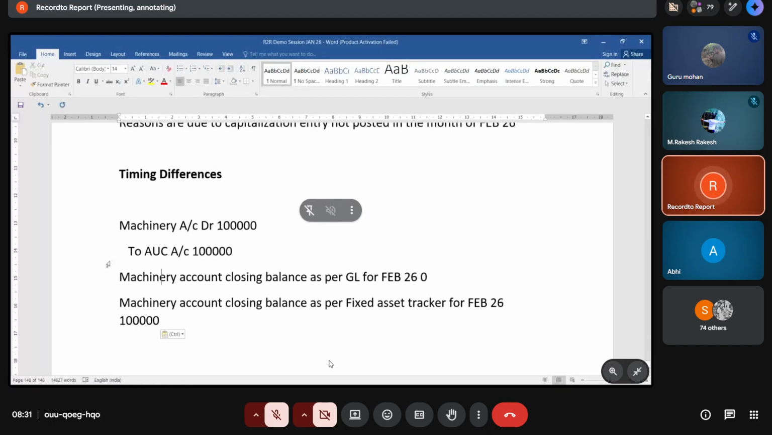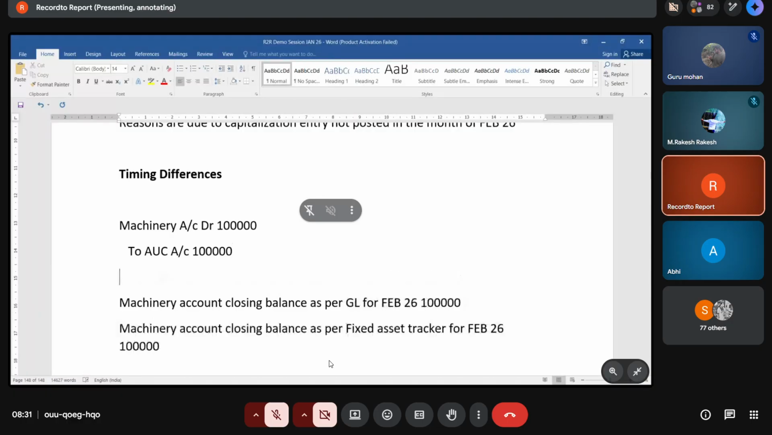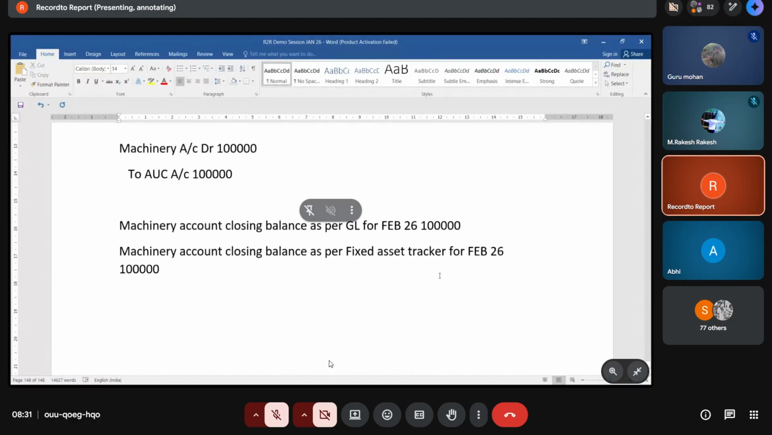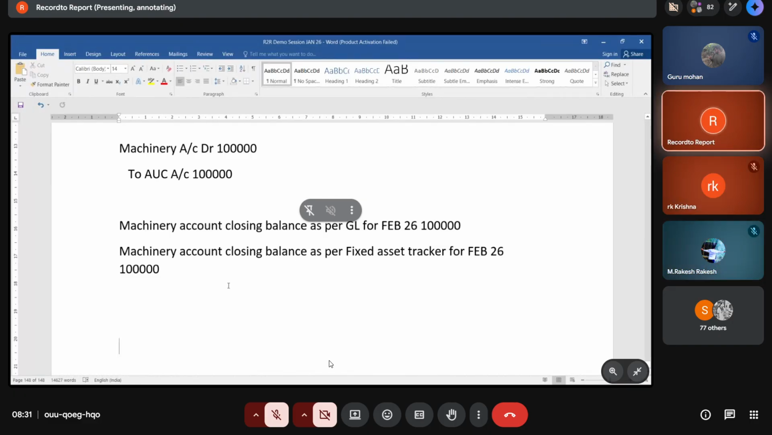What will become of the machinery balance, guys? It will become 1 lakh. Do you understand? Yes. Okay, so this is one of the frequent cases of asset variances.